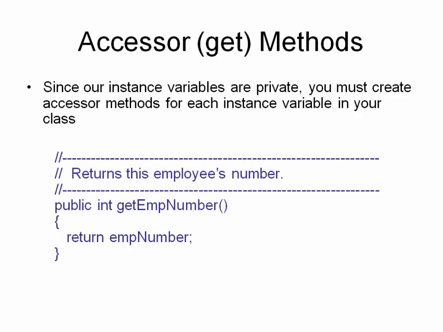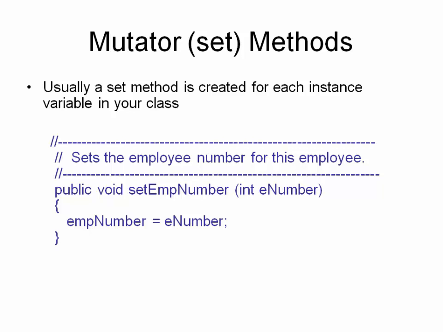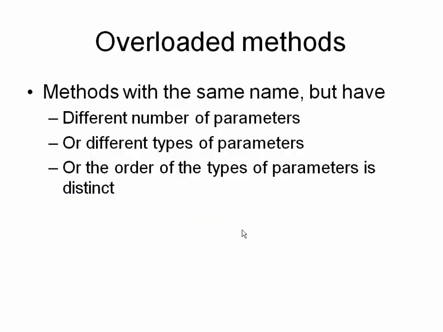Just as a review, it's good practice for all of your instance variables to be private, and for your class to have an accessor method to allow any other class to get to that instance variable. This is an example where it's returning the value of an object's employee number. And there should also be a set of mutator methods that allow you to reset an instance variable. This would reset a hospital employee's employee number.